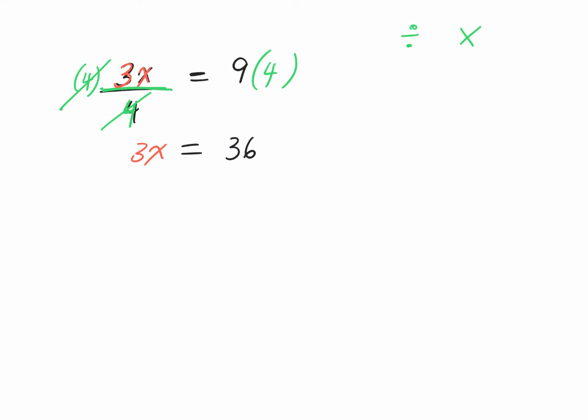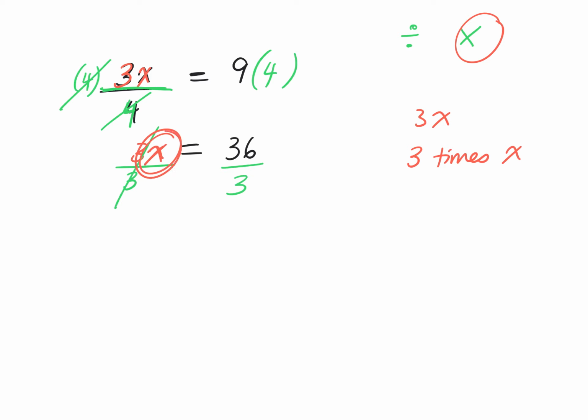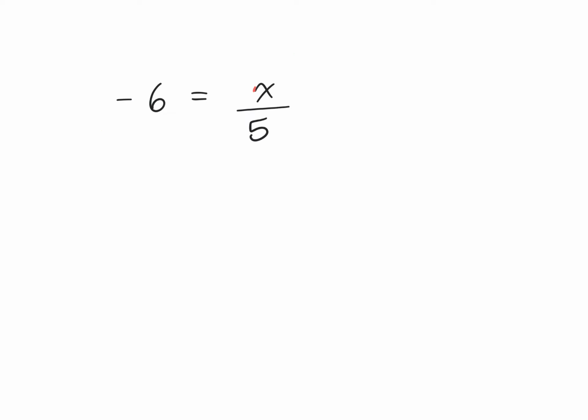36. What does 3x mean? 3 times a number. 3 times x. What's the opposite of multiplication? So now I have to divide by 3, that gets rid of it. What do I have to do to the right side? So I'm left with just my x. That was my goal. X equals, what's 36 divided by 3? 12. That's the answer.